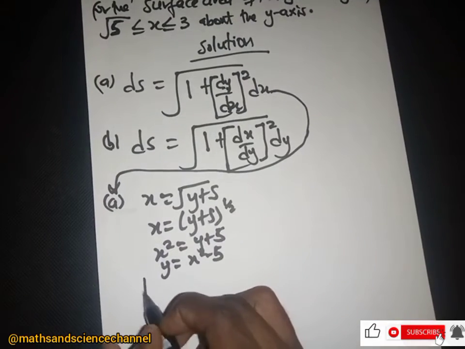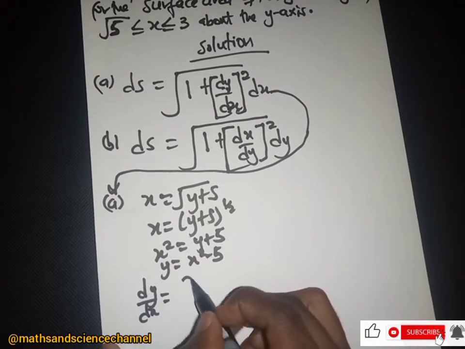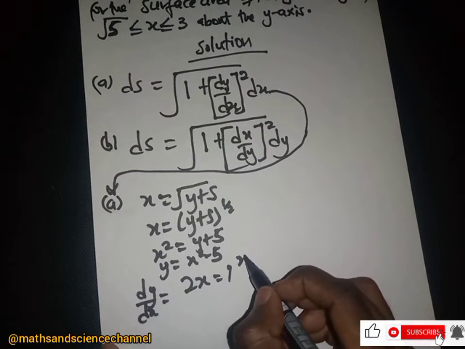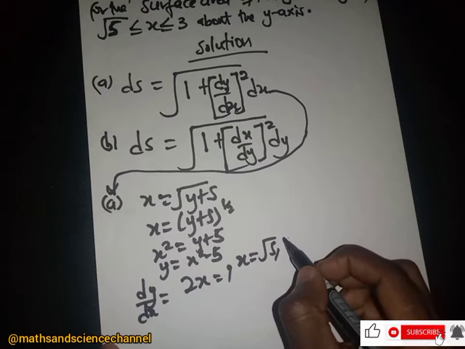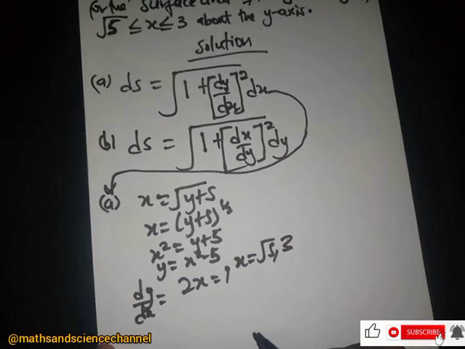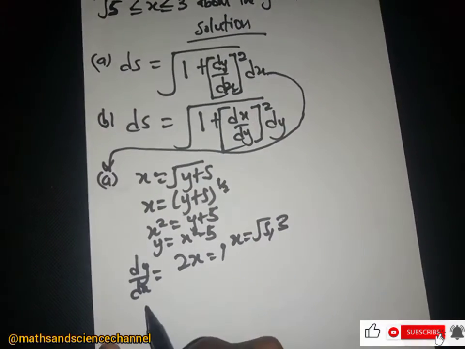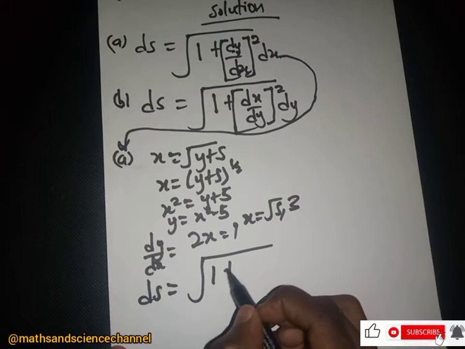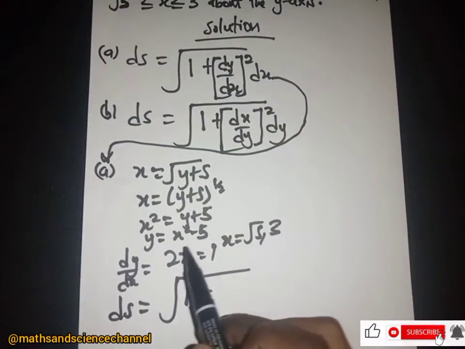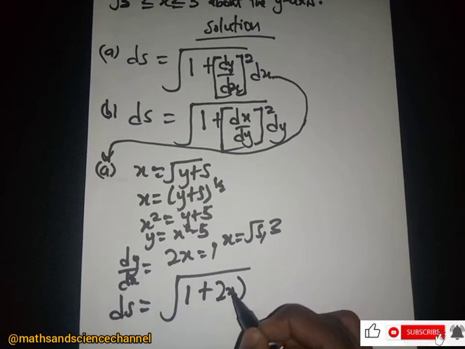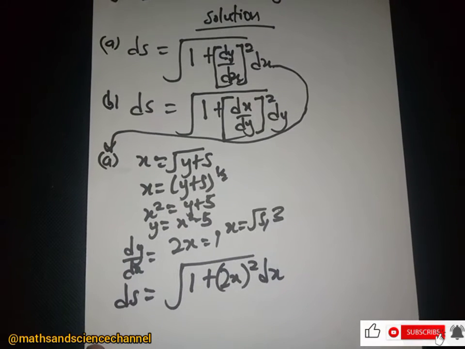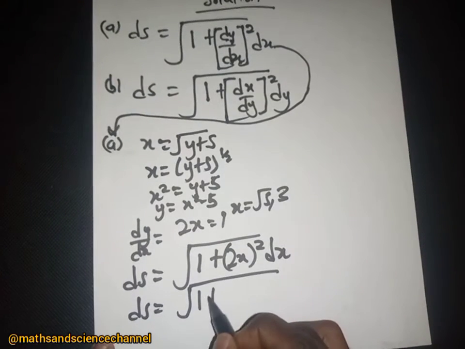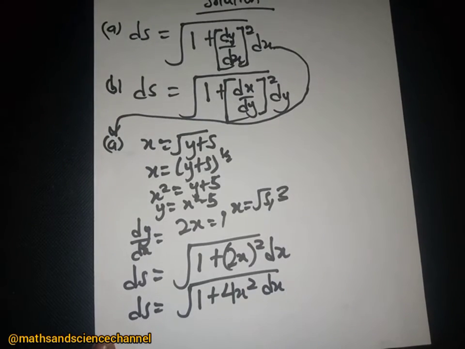So dy over dx here is just going to give us 2x. Now x values were given to be root 5 and also 3. So what we are going to do is set that s being equal to 1 plus, now dy over dx is just this value, so we put it there. Then we square it with respect to x. Then we further simplify this, so we have 1 plus 4x squared dx.